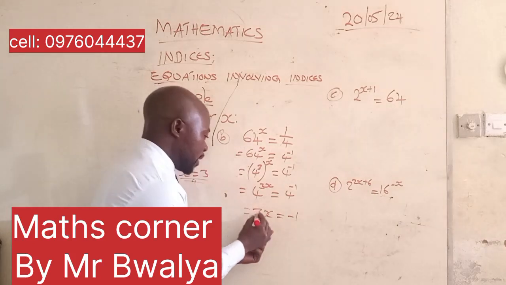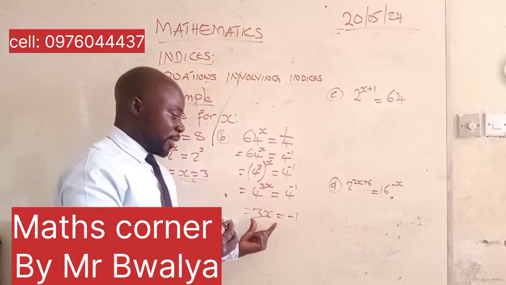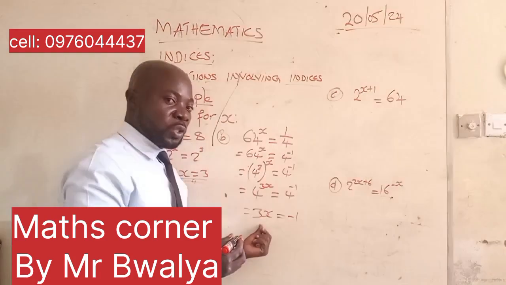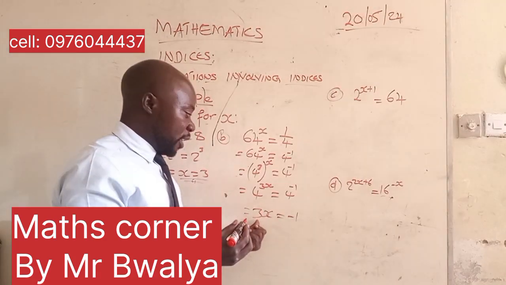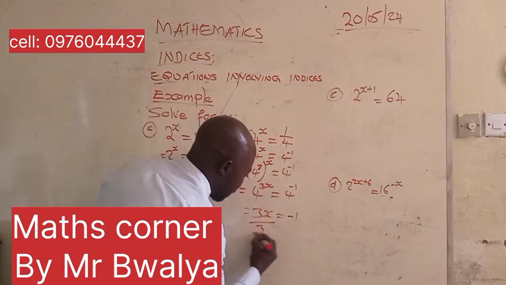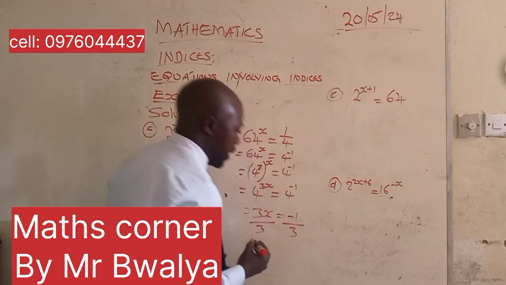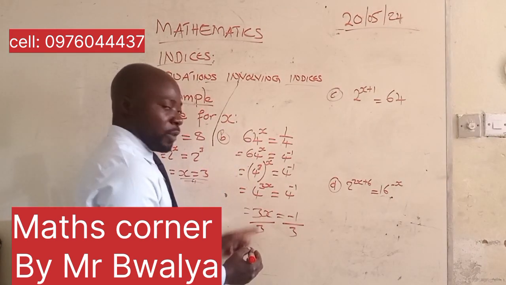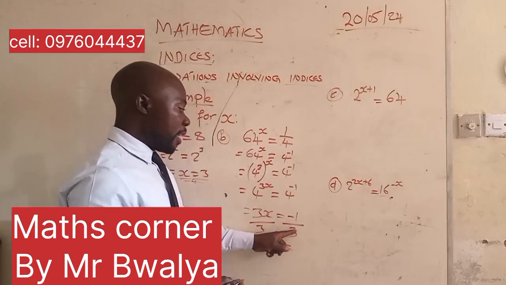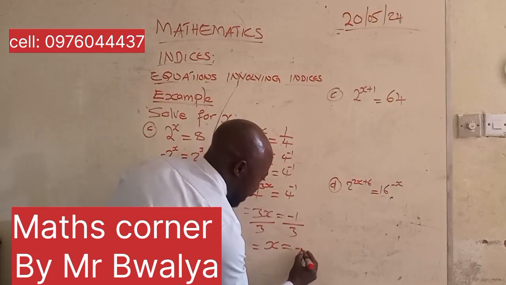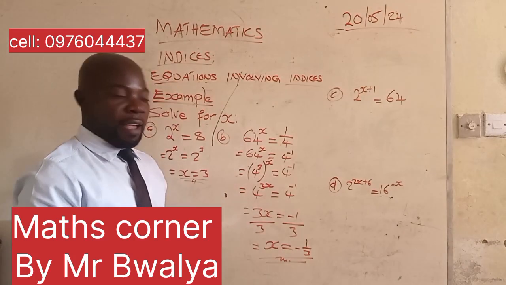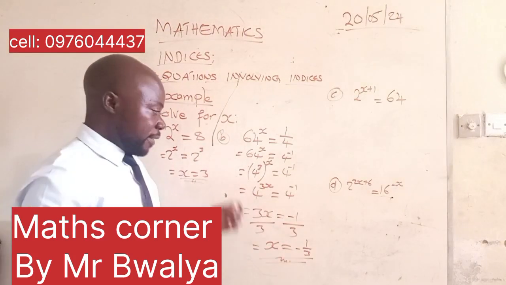Now, since we want to find the value of x, we are going to divide both sides by 3, the multiplicative inverse of 3 to the power 3x. Are we together? So 3 divided by 3, and on this side 3 divided by 3. How many times can 3 go into 3? Once. 1 times x is x, which is equal to negative 1 over 3 as the value of x. Very simple indeed.